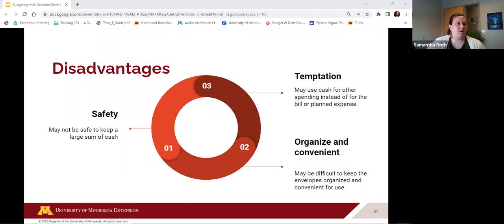month, or the 15th of the month, whenever you do that, it may be difficult to keep envelopes organized and convenient for use, especially if there are multiple people spending money for groceries or different items. Like, who has the envelope, where is it at, what did we do with it? Those are things that we don't want to have to worry about either.